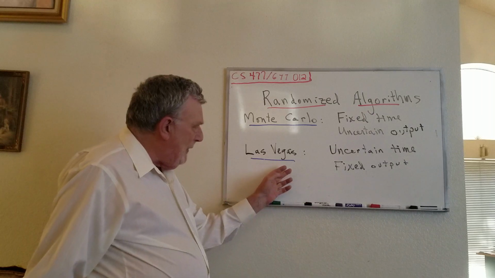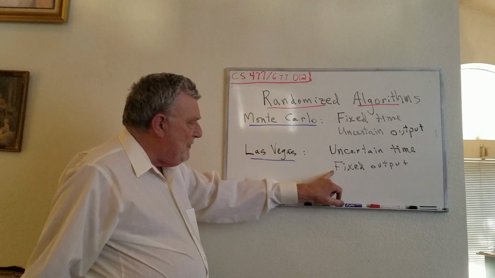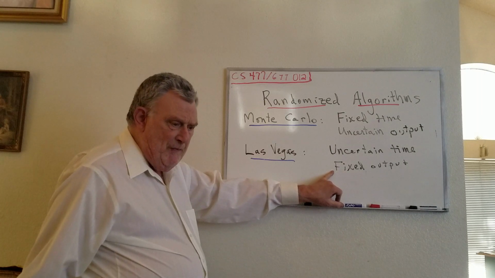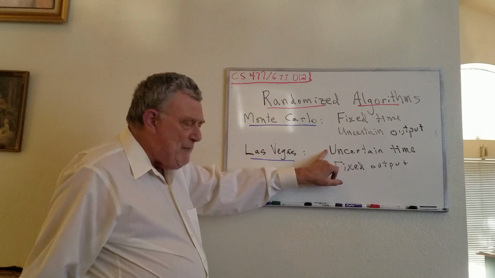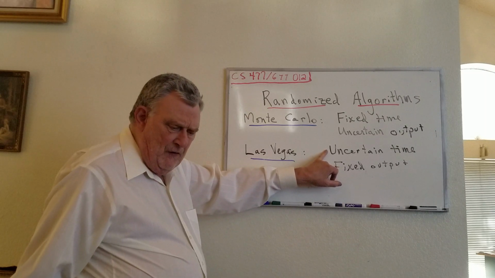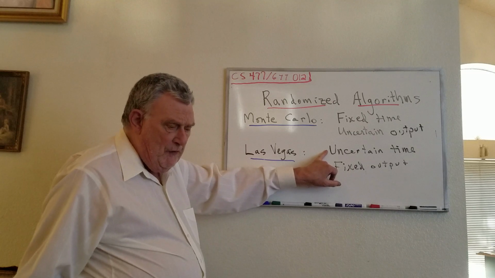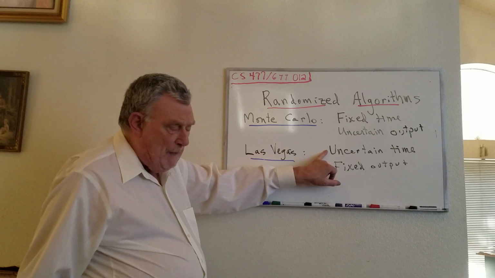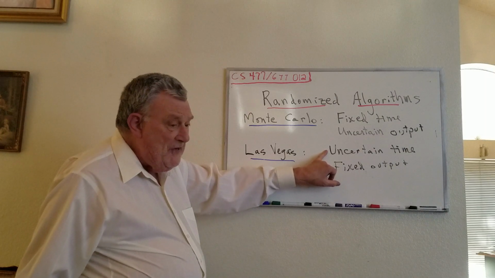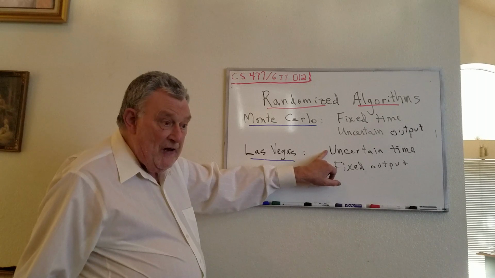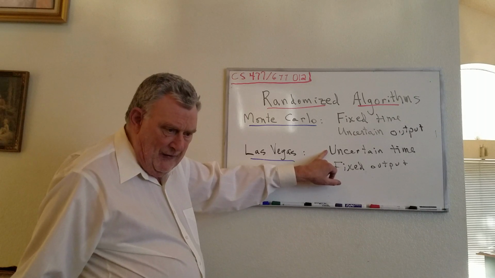Now, quite the opposite of that is the Las Vegas algorithm, which always gives the correct answer. If the algorithm is correct, it always gives the correct answer for sure, but the amount of time it takes is quite uncertain. For example, in the algorithm I'm going to show you for the median problem, the expected time is O of n, but the worst case time is O of n squared, although that's very unlikely.